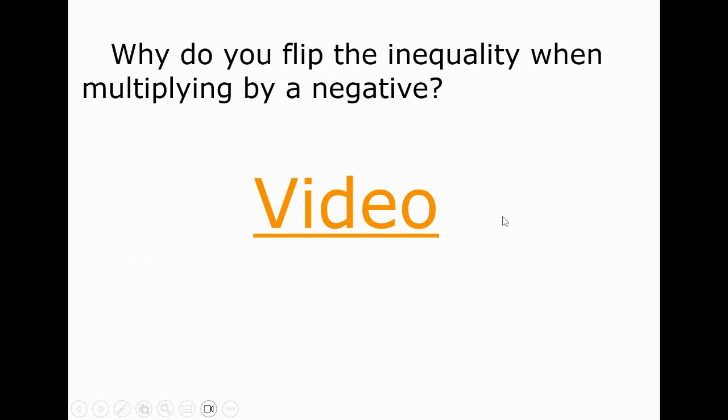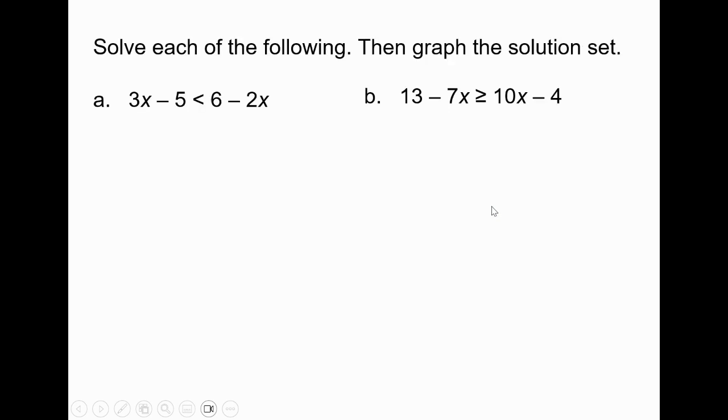This is kind of a proof. We've heard this about flipping the inequality when you multiply and divide by a negative value. This video is a proof of that very statement. So if you're interested, check that video out. Solve each of the following, then graph the solution set.